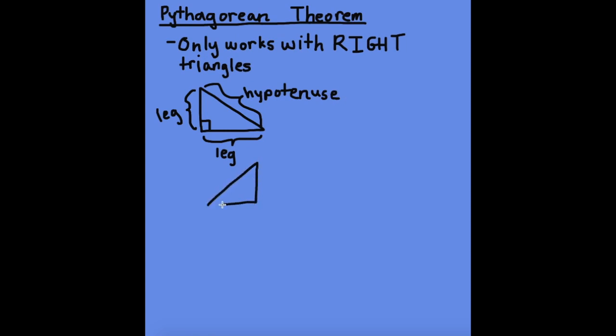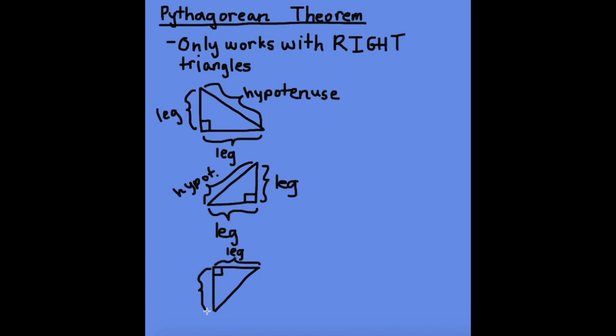So if I have this right triangle, this is a leg since it is touching the right angle, and this is also a leg because it is touching the right angle. This is the hypotenuse since it is opposite the right angle. If I have this right triangle, this is the leg since it is touching the right angle, and this is also a leg. This is the hypotenuse since it is opposite the right angle.